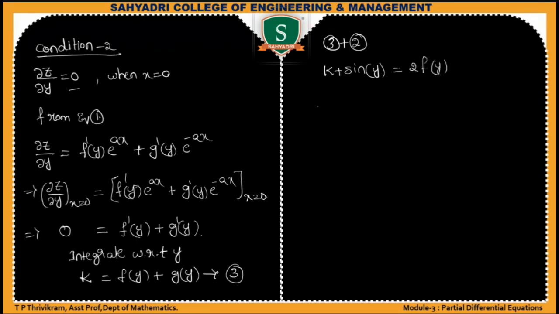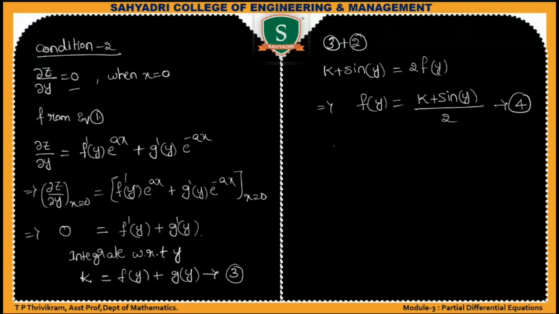Okay, implies f of y is equal to (k plus sin y) divided by 2. Take it as equation 4.